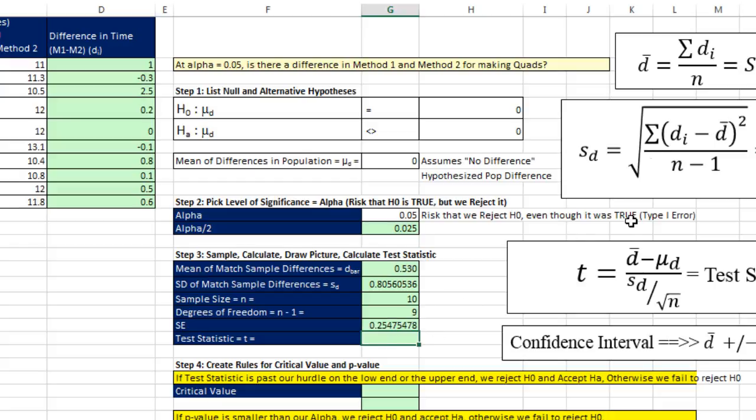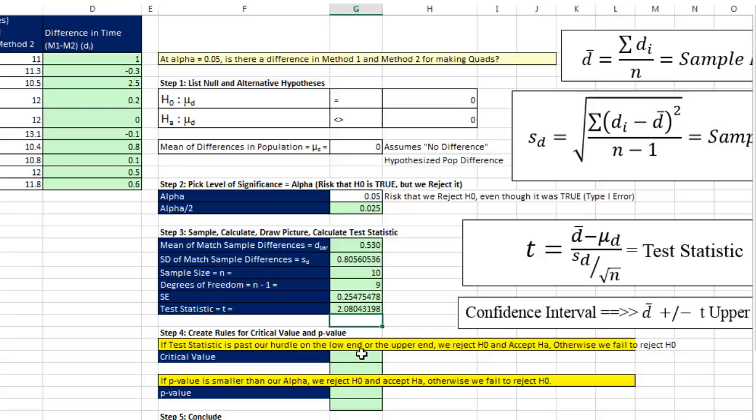Now we can calculate our test statistic. The formula here is simply the mean minus our population difference of 0, divided by the standard error. So I'm simply going to go equals open parentheses, there's our mean of the difference minus our mean of difference in the population, close parentheses, and divide by our standard error. Enter. So our test statistic is 2.08.